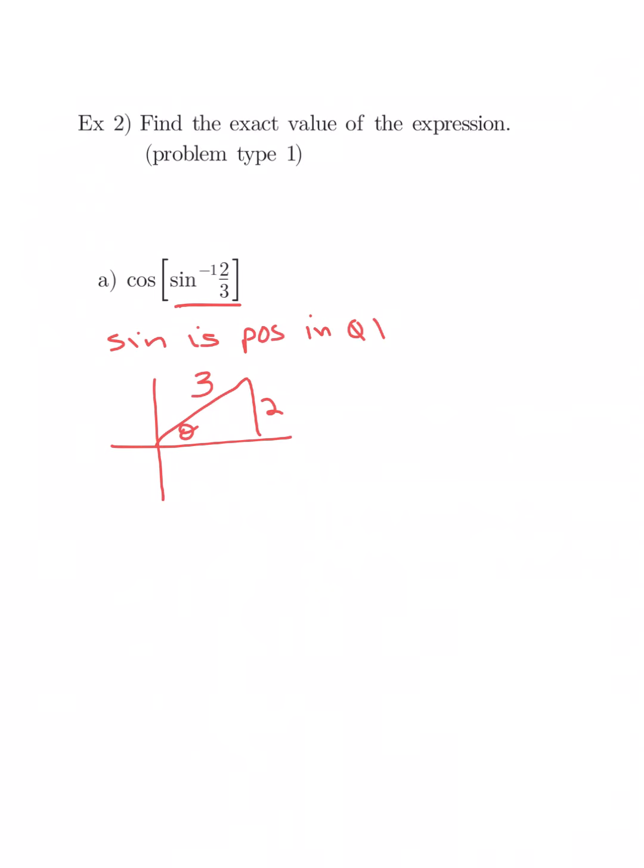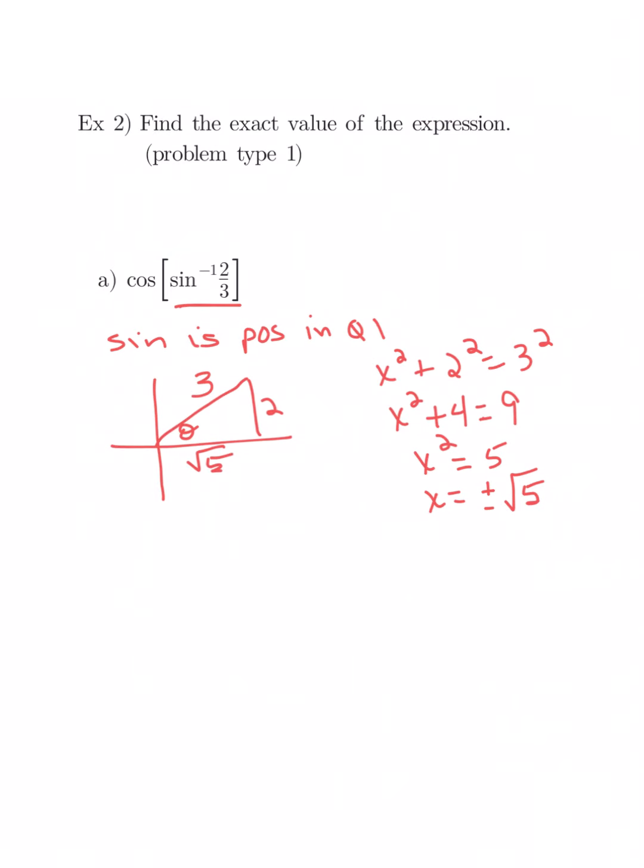Now we have to use the Pythagorean theorem to find the x value. So x squared plus 2 squared equals 3 squared. x squared plus 4 equals 9. x squared equals 5. So x has to be either positive or negative square root of 5. Since we are in the first quadrant, it has to be positive square root of 5.